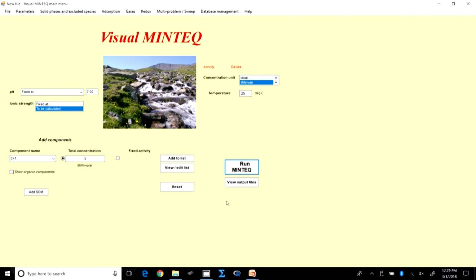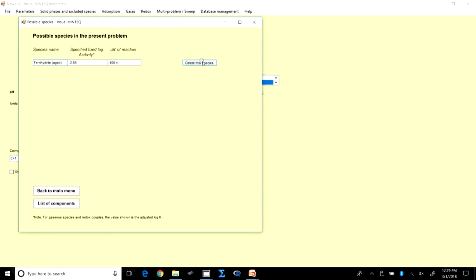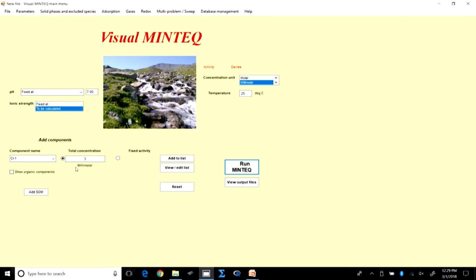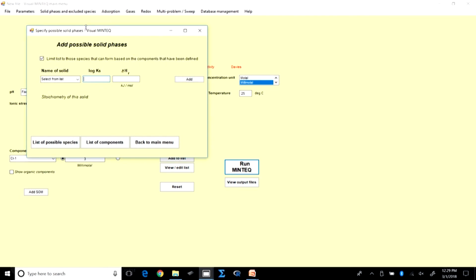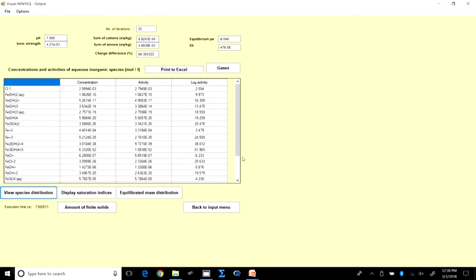So, what would happen if I looked at the more insoluble forms? Let us see. Let me delete these two, back to main menu, specify possible solid phases, and I think magnetite is one of the more insoluble forms. So, I am going to have magnetite, list of possible species, okay, that is magnetite, I added that, main menu, and I run MinTech now, let us see, right. So, obviously you now see the P value is much lower, minus 8.048.